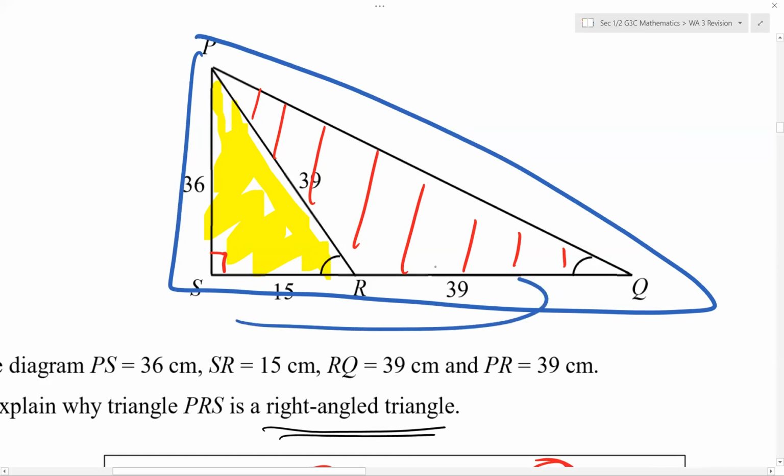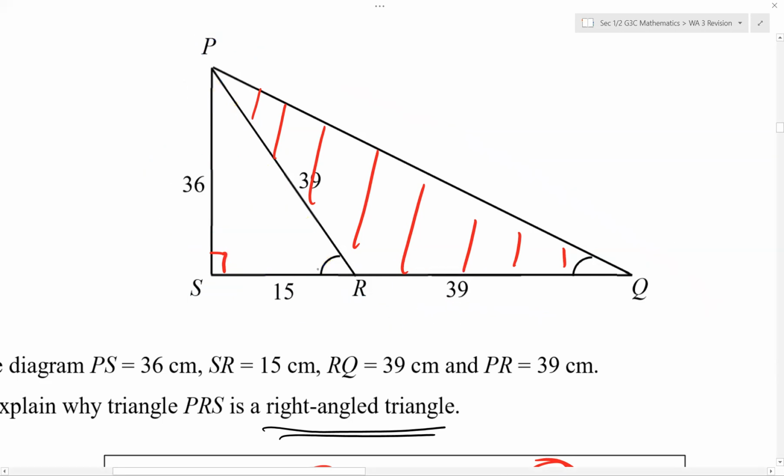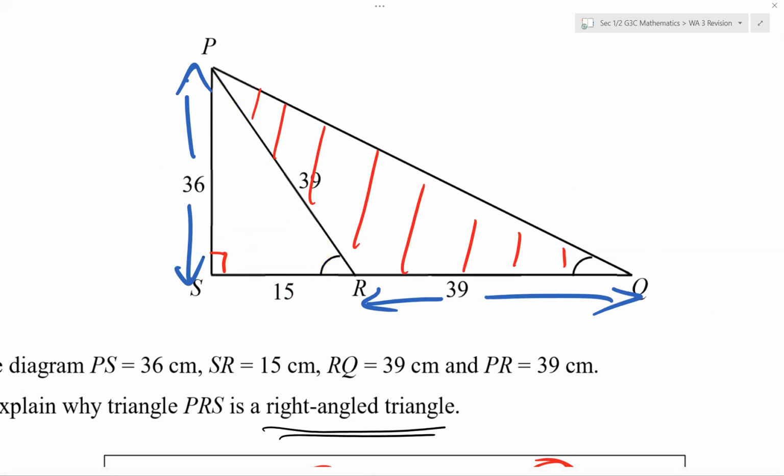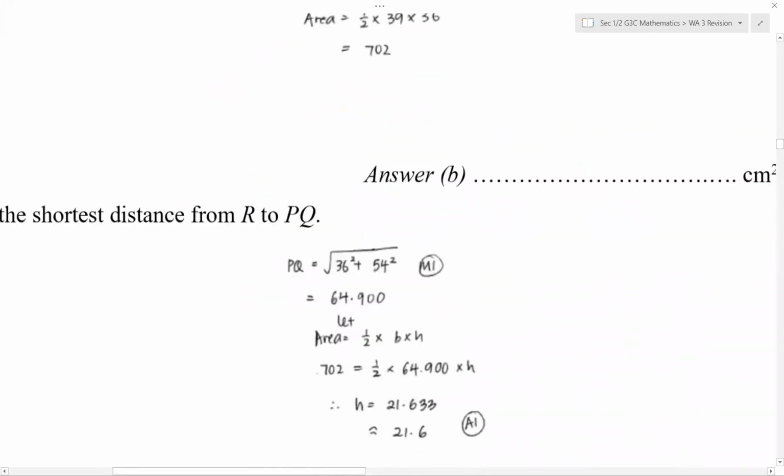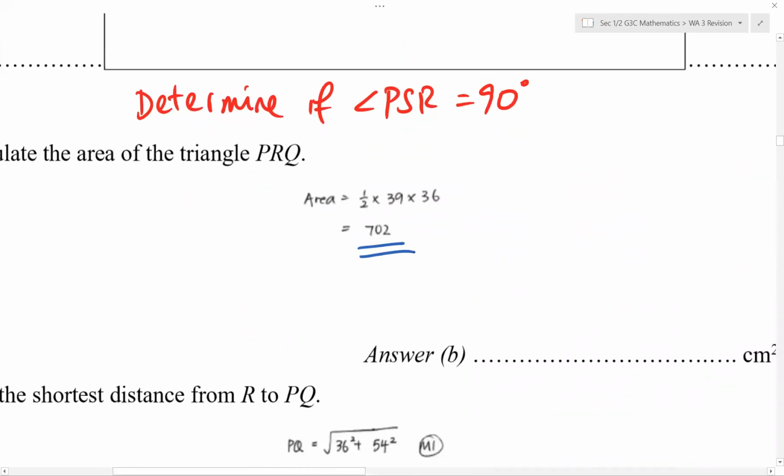It has a base of 15 plus 39. Half times base times 36. Get the area of the big triangle minus the yellow triangle. Or you can skip all those. Skip everything. Just use half times base times the height. One step answer. Okay, so I've shown you two possibilities. Of course, I prefer for you to use this one over here. No need to minus here and there. So the answer will be 702.